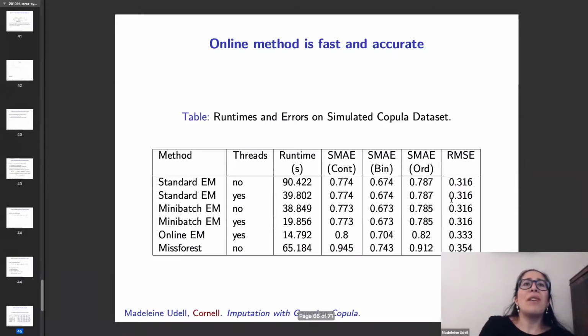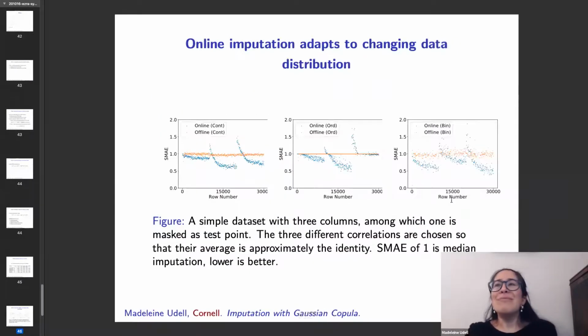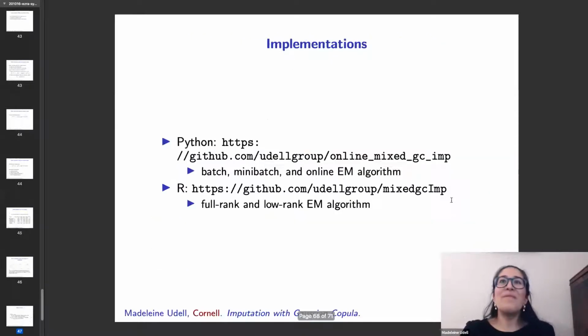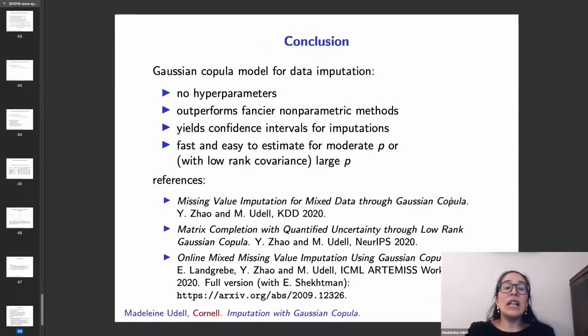Okay, so I think I'm not going to tell you anything more about that. The other nice thing about it is that it allows you to adapt your model to a changing data distribution. Okay, so if the correlation matrix structure changes with time, you can figure that out and you can change right along with it. Okay, we've got 2 implementations, one in Python, one in R. We've got 3 papers out on this, one at KDD, one that's appearing at NeurIPS this year, and one that was in an ICML workshop, and a full version is on arXiv.